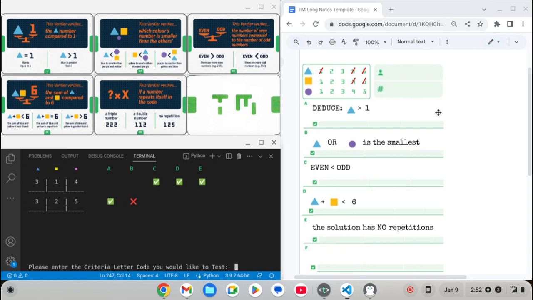That's if triangle is the smallest. Can we deduce that? Yeah, because I think if we said circle is the smallest, it would make it a 1. Yeah, so I think we can deduce that triangle should be the smallest. Even though it's not 1, it can still be the smallest. So I'm going to cross this out. And I'm going to say that we deduce that triangle is the smallest.